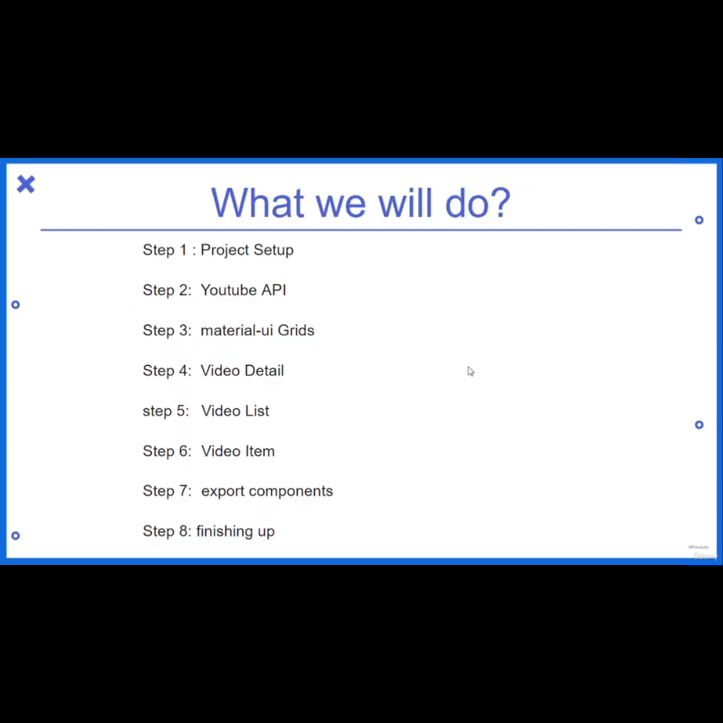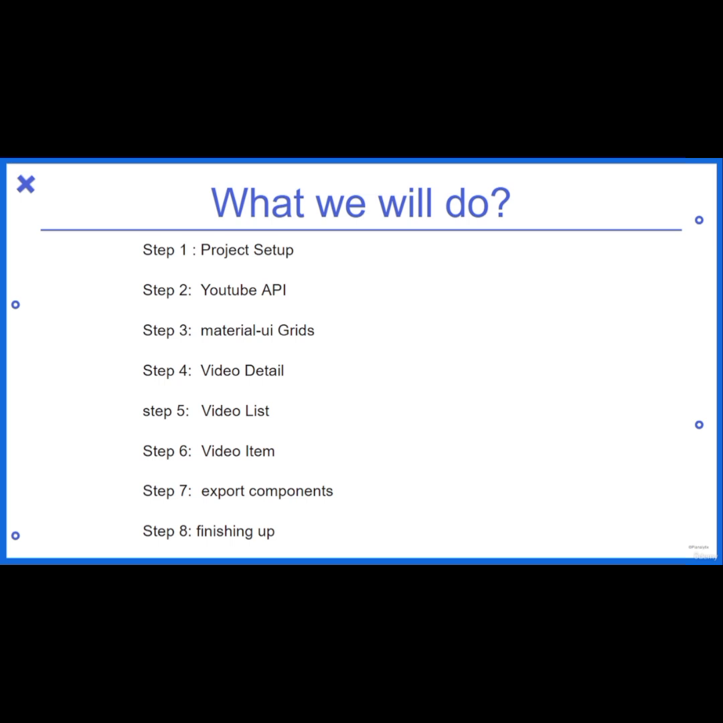So basically we'll follow these steps. We'll set up the project, and then we'll learn how to use the YouTube API and how to use the Material UI grid system. Then we'll be dealing with the components: the video detail component, video list component, and video item component, and also exporting these components one by one and all of them together using the index.js component file. And then finally we'll finish up the project after completing all the business logic code inside each of these components.